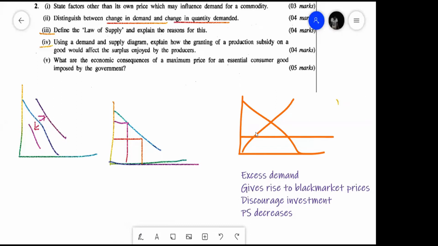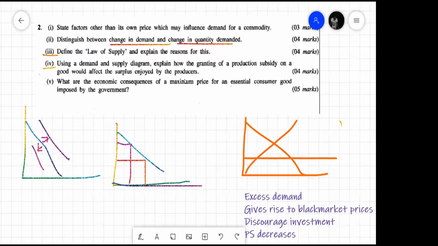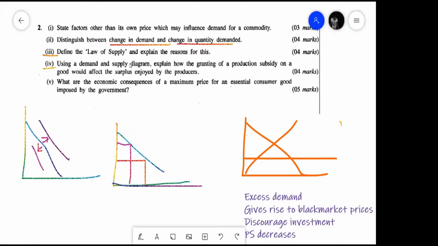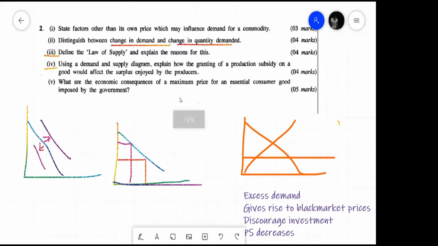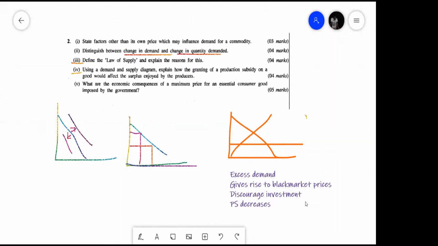Okay, so this question was very easy, right? I think maybe the fourth one is also very easy, right? And then the fifth one. So what are economic consequences, guys? When you say economic consequence, they're just talking about the normal consequences, so consequences on what happens in the economy. So there is excess demand, it gives rise to black market prices, it discourages investment, right? Those things only you have to write.